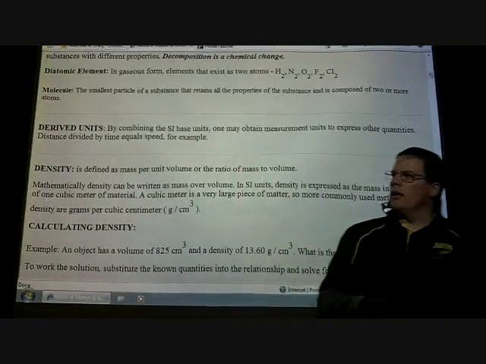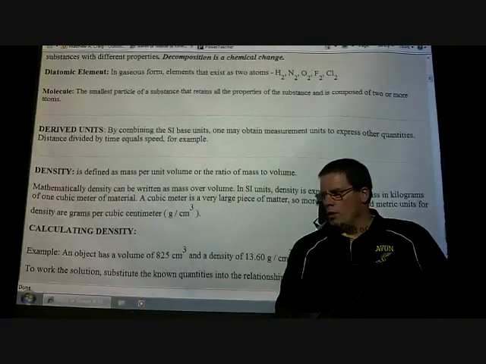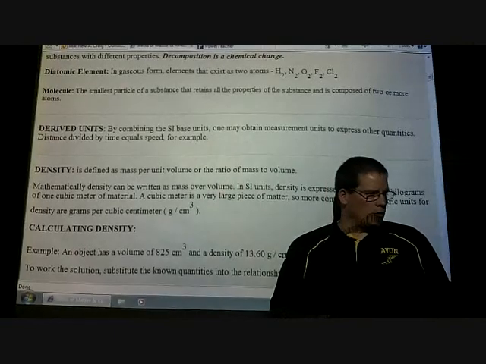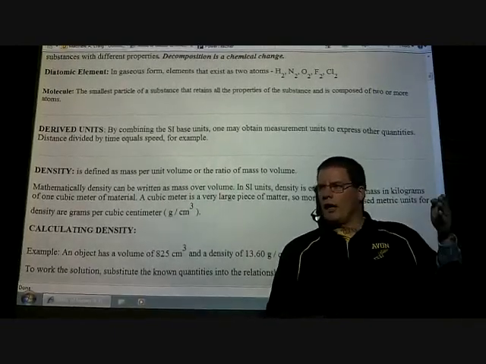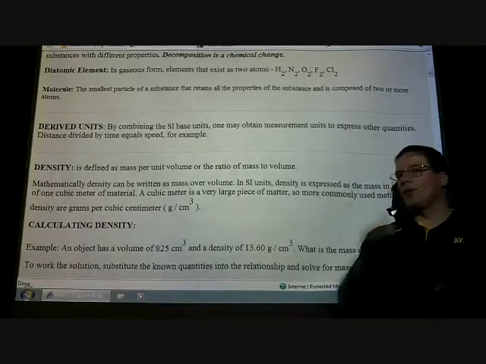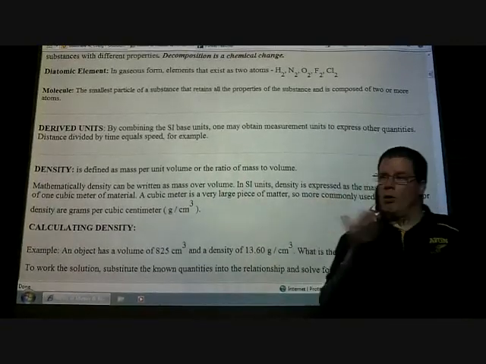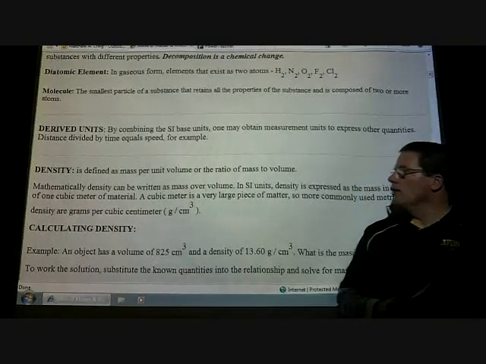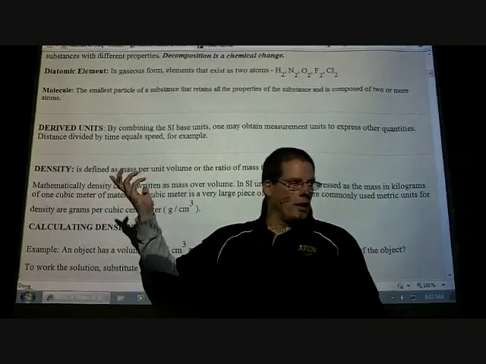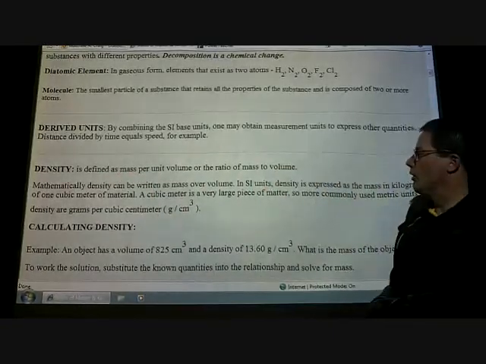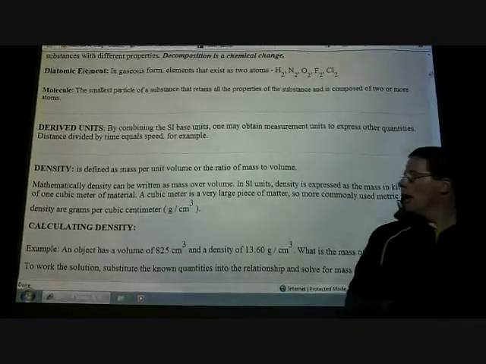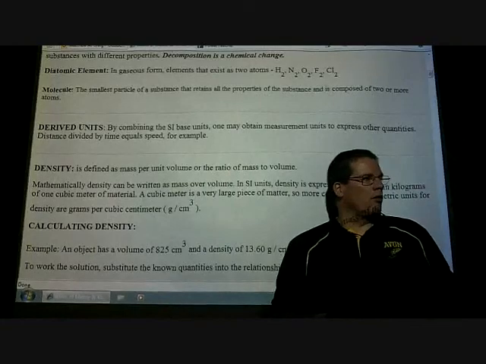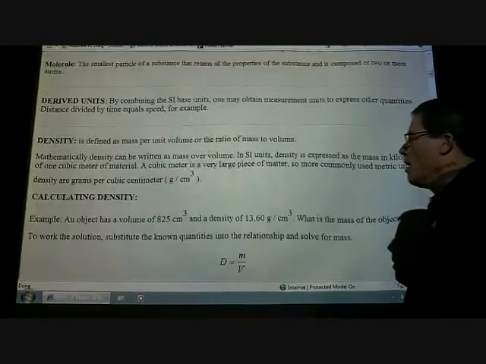Back when we were working with light, we used Planck's constant. The joule seconds, that's also a derived unit. So you don't have to divide the units, they can be multiplied as well. All right, density. Hopefully everybody remembers what density is talking about, but again, it's defined as the mass per unit of volume. So it's a ratio of the mass to volume, which is nothing new there.